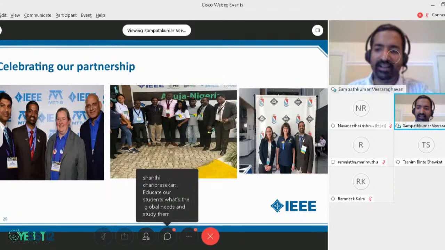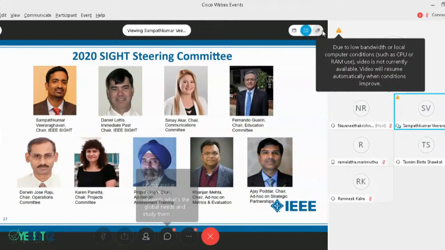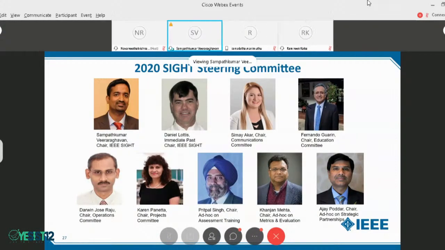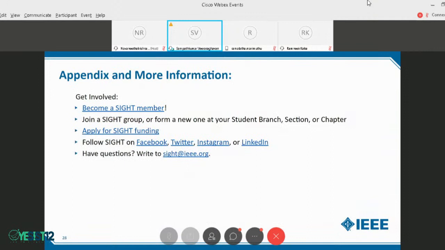With that said, this is my committee, the global committee. You can see very well-known faces, global leaders here. In fact, there are a few key leaders related to SIGHT who are also related to YESIST12. Professor Naveen is the co-chair for the operations committee, and Professor Ramalata has been contributing to SIGHT and Hack initiatives through the years. Especially this year, she will be serving as a mentor for the committee as well. With that said, I'm going to stop here.